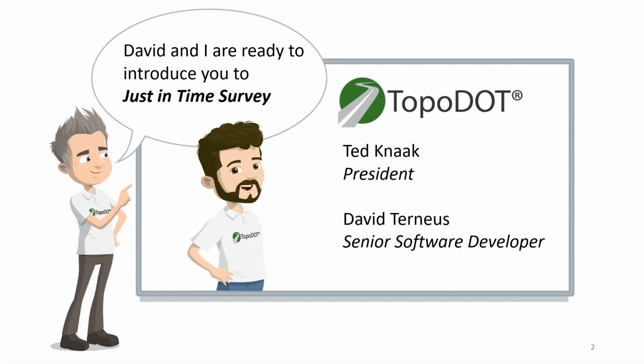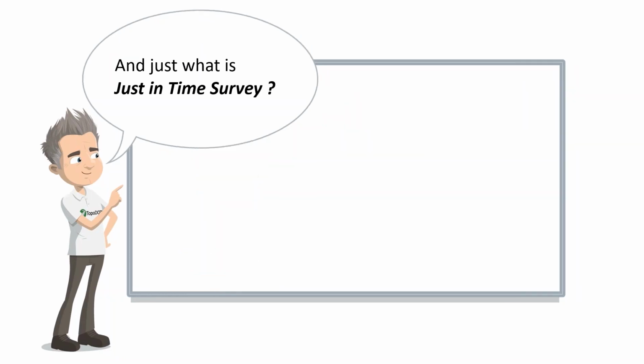I just want to basically introduce you to David Turnius. And he is the techie guy. It'll be David and I, your hosts today. David is the senior software developer here at TopoDOT, and basically he's the genius behind Just-in-Time Survey. He's done a lot of work over the last couple of years, I guess it's been, David, developing Topo Cloud Pro, which was the key component in the Just-in-Time Survey. David will be here to answer your questions later.